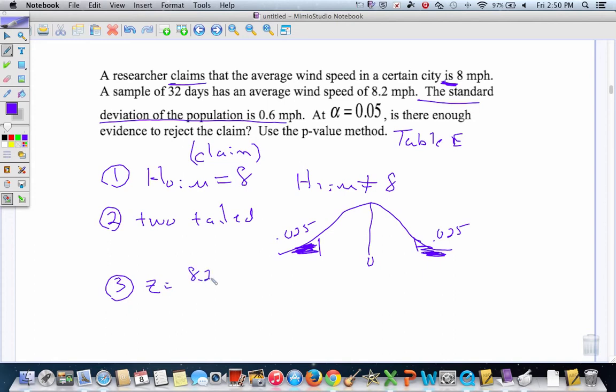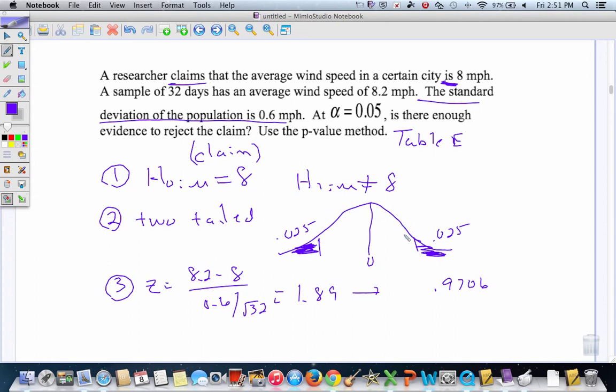Step number 3, we will calculate our test value. 8.2 is our sample mean minus our population mean of 8. 0.6 is our standard deviation, and our sample size is 32. Gives me a z-score of 1.89. Going to our table, we look up 1.89. We find a value of 0.9706.